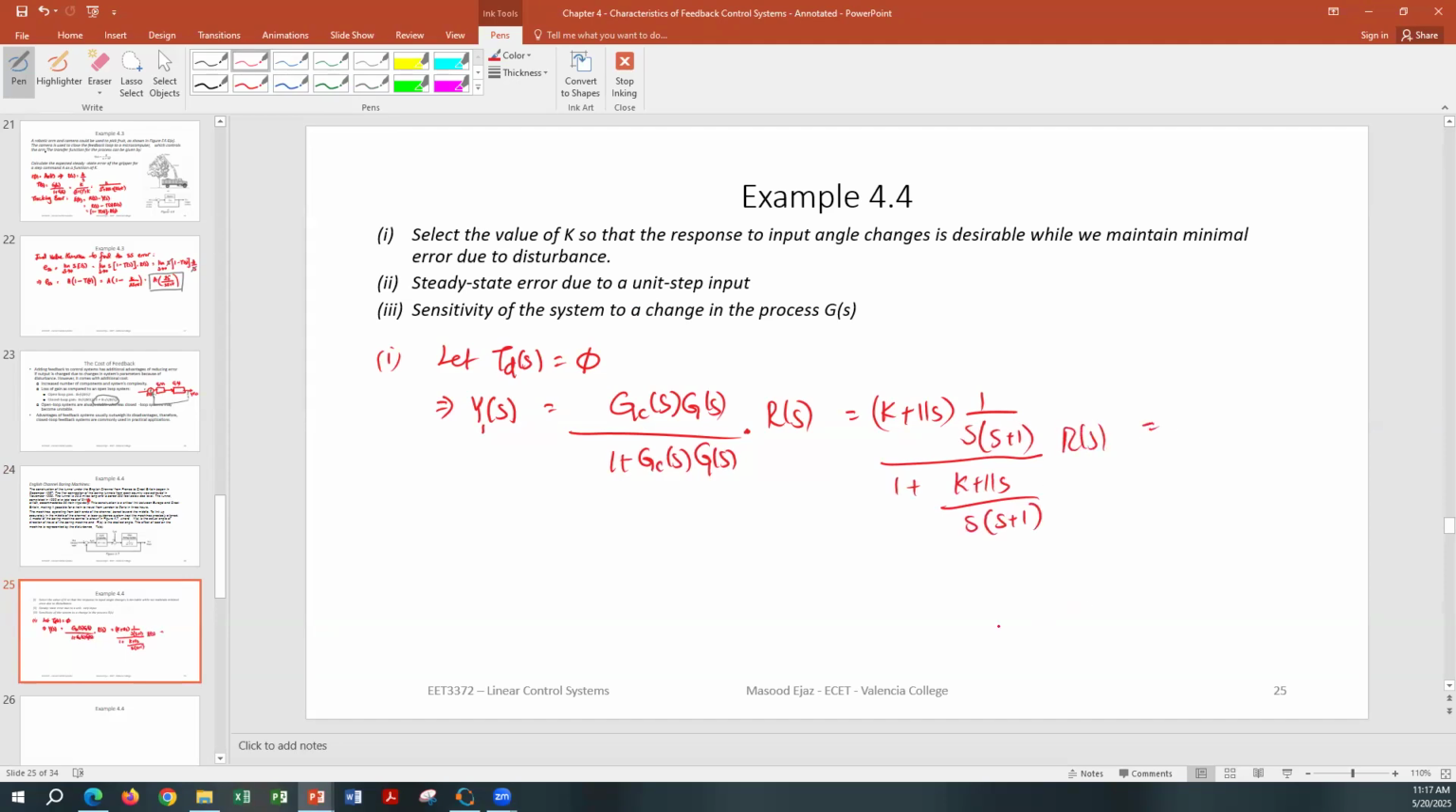Right? We'll simplify this. s(s plus 1) will be canceled out, and we are going to get (K plus 11/s) over s squared plus s plus K plus 11/s. Or Y(s) will be equal to (K plus 11/s) over (s squared plus (1 plus K)s plus 11/s) times R(s). So that's the output only because of the input R(s).